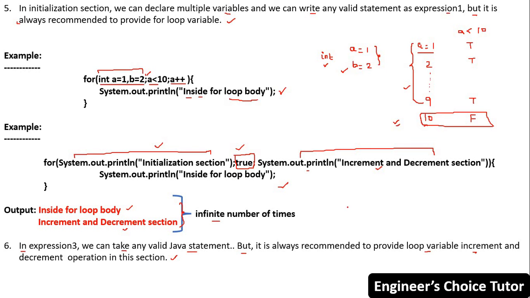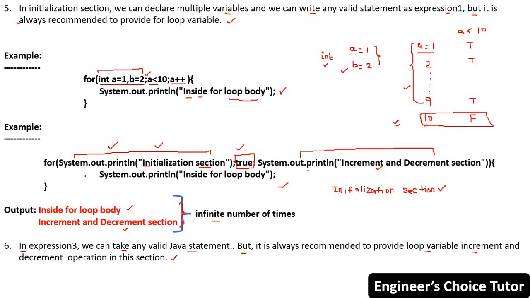What we learned when we saw the flowchart is that the initialization section executes first. So this statement executes first, and one time you will get the initialization section in the output, only one time, not infinite times. Initialization section. You will get this only one time in the output, and then the story starts.